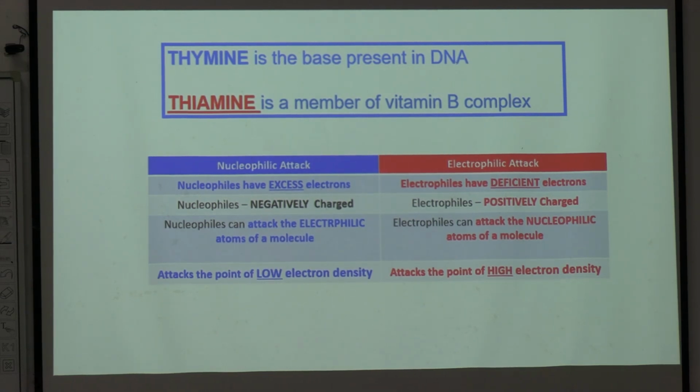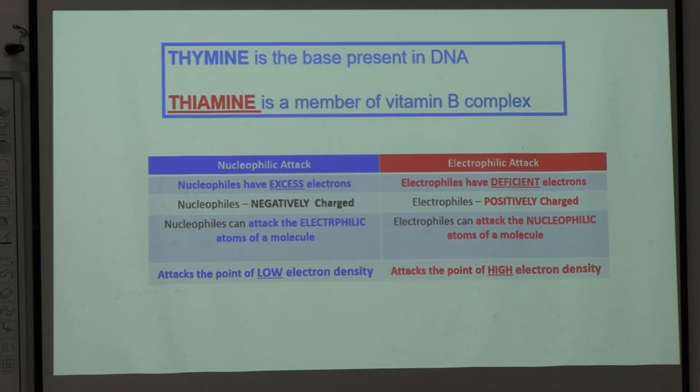And during your study of DNA, you will see two things: nucleophilic attack and electrophilic attack of the molecules. Just a little bit about what that is. Nucleophiles have excess electrons; electrophiles are deficient in electrons. Since nucleophiles have excess electrons, they are negatively charged, and a nucleophile attacks the electrophilic atoms because they are deficient.